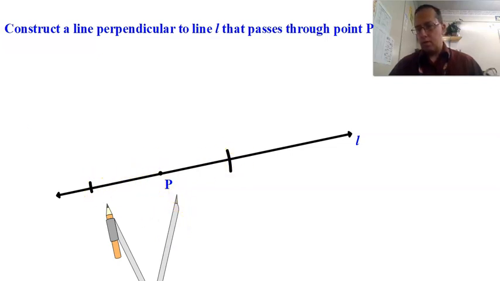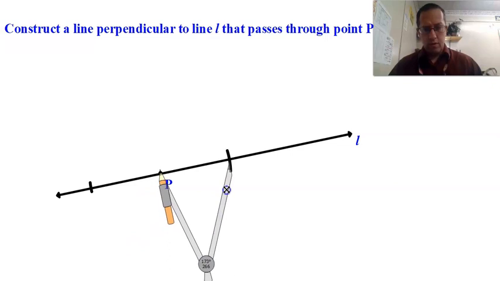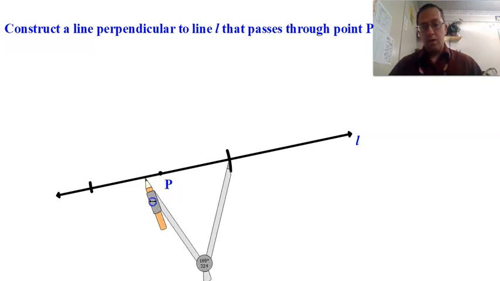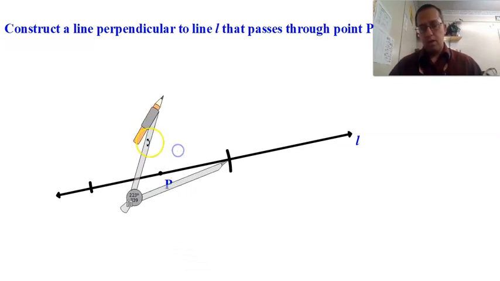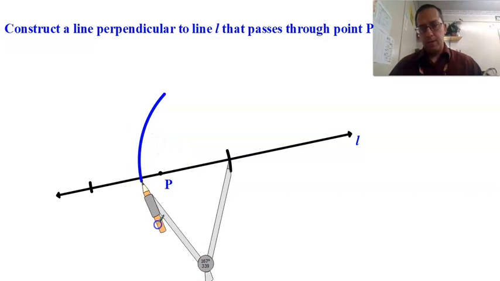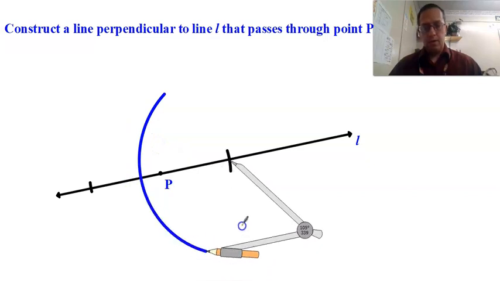And so what I'm going to do is just bisect this segment. So I'm going to come over here and start right here, at one end. Now remember, we want the radius to be more than halfway, so I can't leave it here because this is halfway. I need to be more than halfway, so I'm just going to make it a little bit wider. That'll be fine. And I want to go up above the line and down below the line, right?